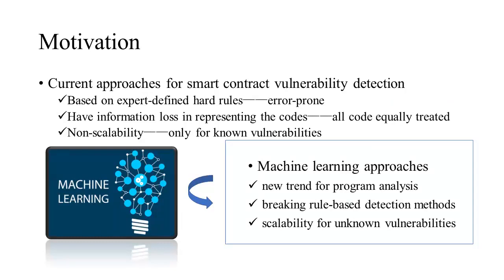How do current methods detect smart contract vulnerabilities? Current methods rely on fixed rules to detect vulnerabilities. That is, we predefine several expert rules to detect a vulnerability. If the contract codes fulfill these rules, then a vulnerability is detected. Otherwise, if the rules are not fulfilled, the contract does not have a vulnerability.